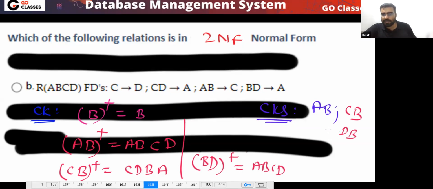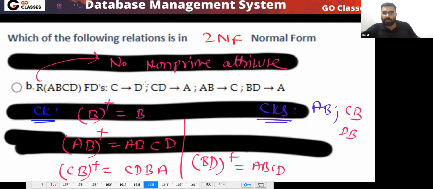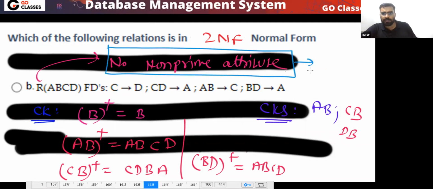So again DB. Can you notice here in this relation R, every attribute is a prime attribute. We do not have any non-prime attribute. Because there is no non-prime attribute, there is no problem. So this relation is in 2NF.